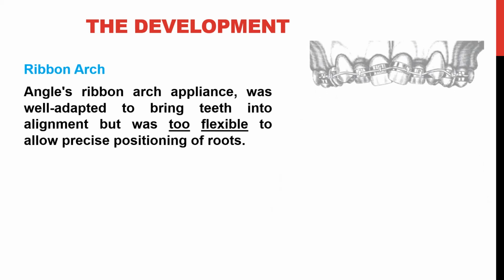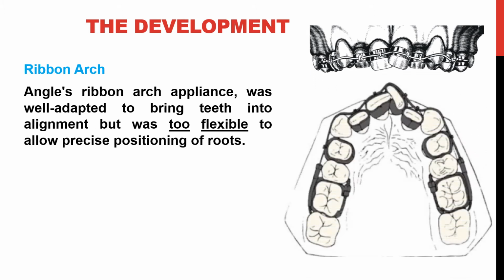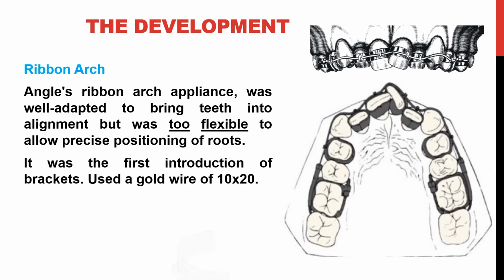The ribbon arch was another appliance that was invented by Angle. It was well adapted to bring teeth into alignment, but at the same time it was too flexible to allow precise positioning of the roots. This appliance was the first introduction of brackets, as shown below, and the wire was made of gold at a dimension of 10 by 20 milli-inch.